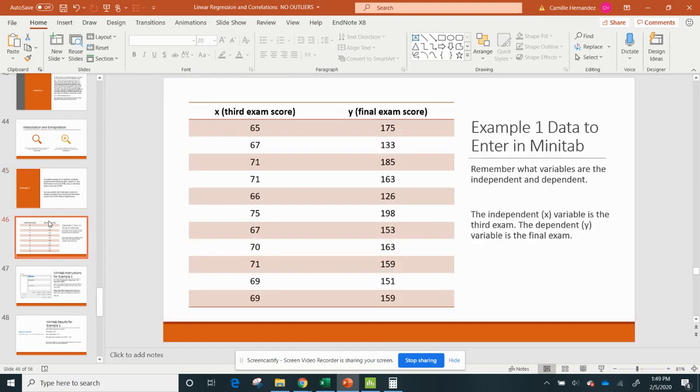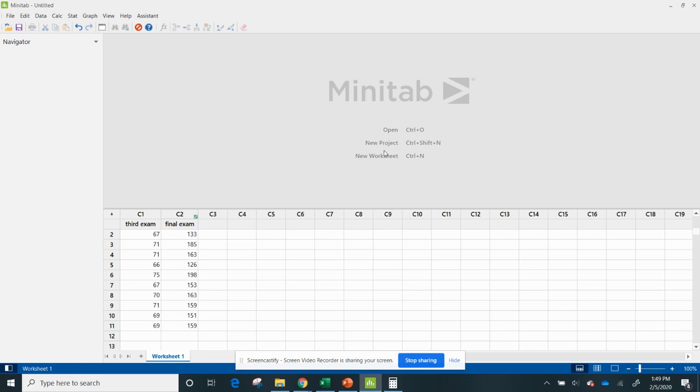If I go to the next slide, I see the data, and here's the data I'm going to put into Minitab. Now I'm going to go to Minitab. In Minitab, I already have my data in there: third exam, and then final exam. And remember, third exam is my X variable, and Y is final exam.